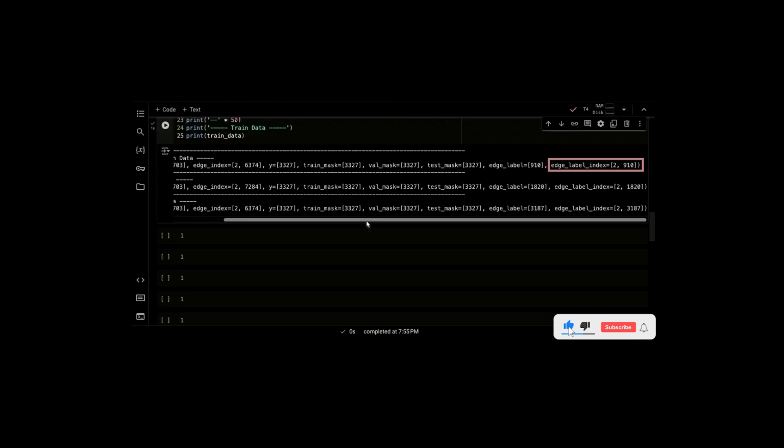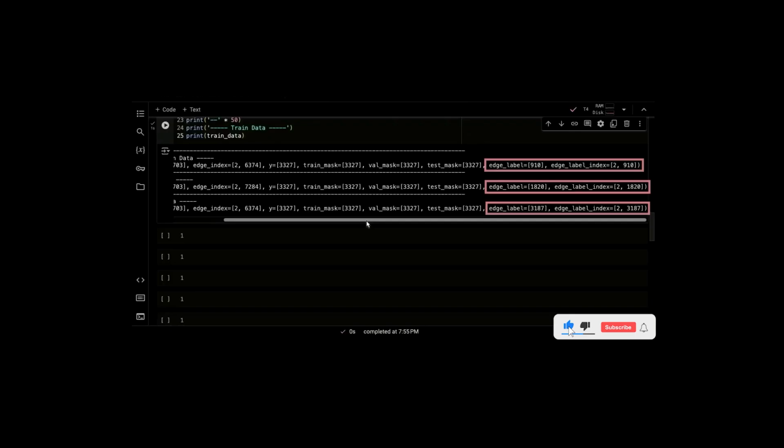The question now is how do we get these values for the number of edges in the validation, test and training data? So why does the validation data have 910 edges? Why does the test data have 1,820 edges? And why does the training data have 3,187 edges? Let me show you a bit of math to get to these numbers.